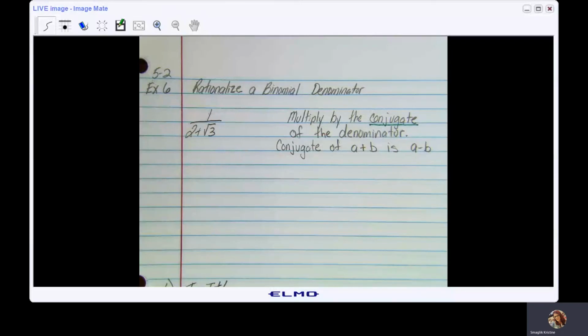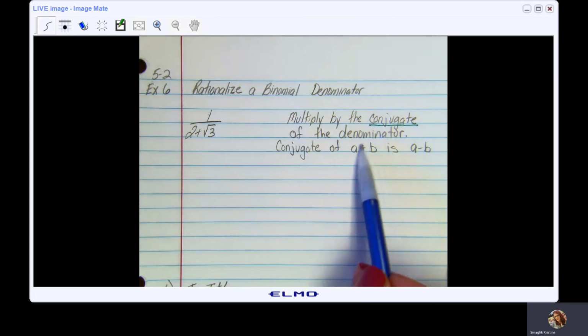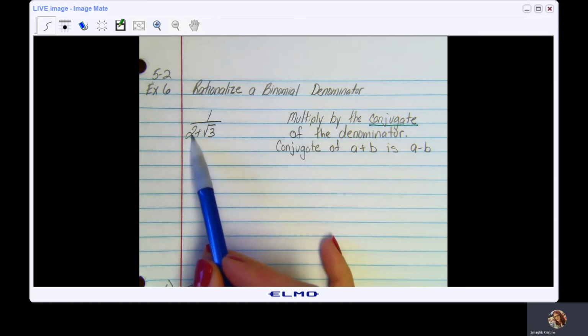Let's take a look at 5.2, example 6, and we're going to rationalize a binomial denominator. Now remember, whenever you rationalize a denominator, you're getting rid of a radical. We don't ever want a radical in the denominator. So if you have a binomial, you're going to multiply by the conjugate of the denominator. All you have to do is take the same numbers and change whatever sign it is. So let's take a look at this one.